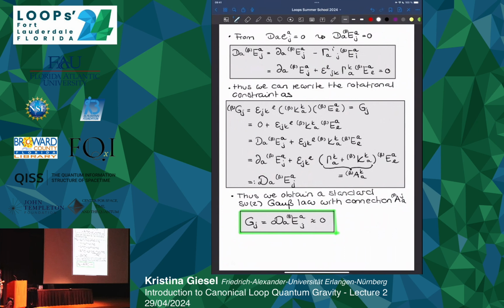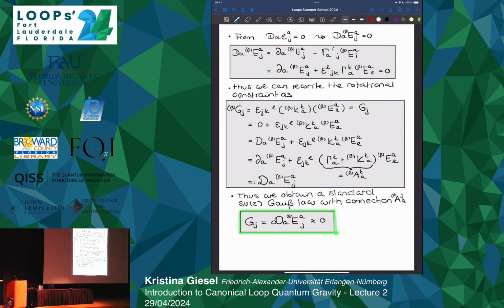And now we want to use this in order to rewrite our rotational constraints in this form. So it will depend on beta now in these new variables. We basically consider the combination which we had before, which we can write as an epsilon tensor contracted with the beta variables K and E. And we are free to add an additional 0 here, which makes our life nicer. And this 0 comes from the metric compatibility condition. Now if I do this, I can add the covariant derivative contracted with the densitized triad.